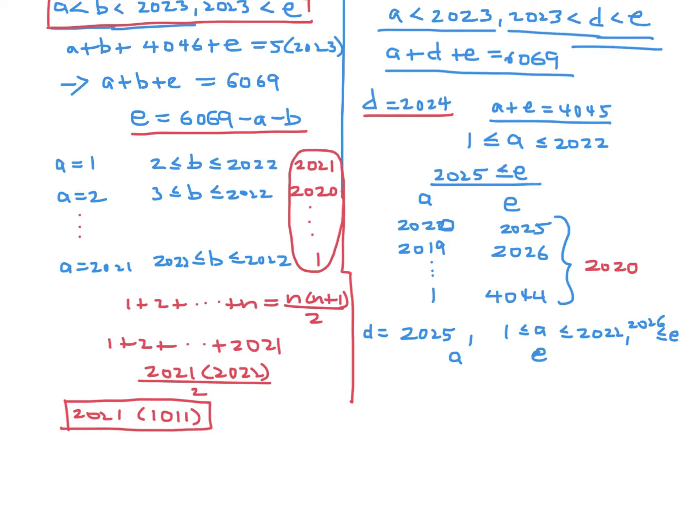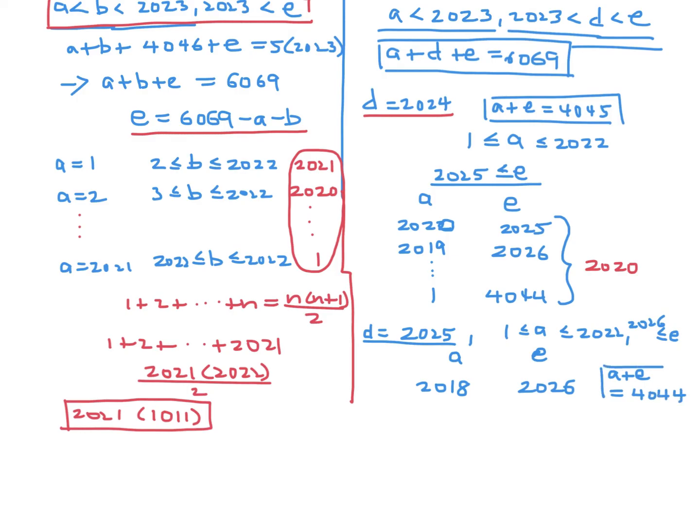if E is the highest it can be, it'll be 2026. And then using this formula up here, A would be 2018. Actually, no, we're going to use this formula up here, the original one. And remember, D is 2025. So if that's the case, then A plus E is going to be equal to 4044. Yeah. So this is the formula we're using. It's just slightly modified because of the value of D.